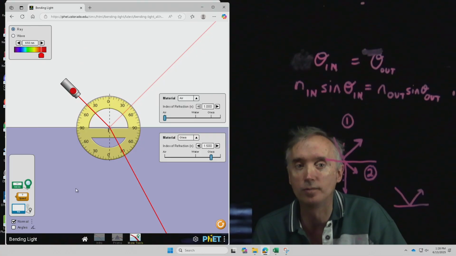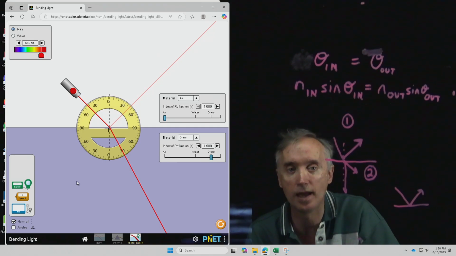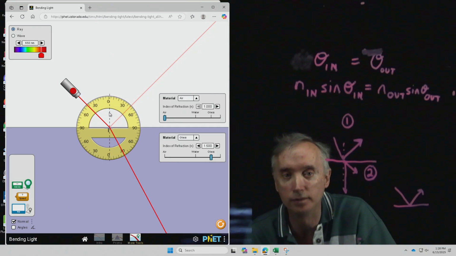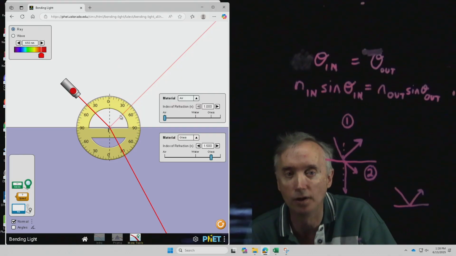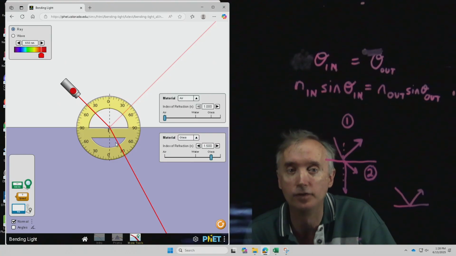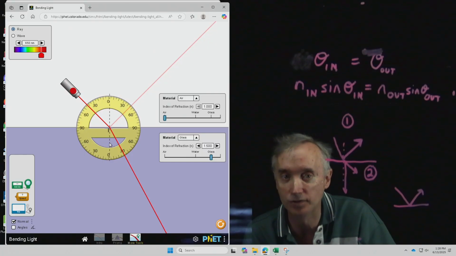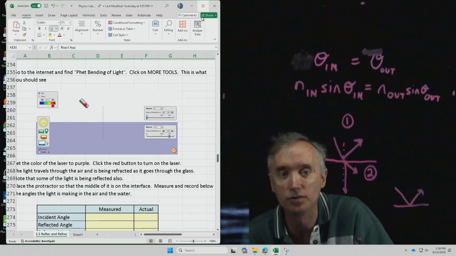Okay, now do you remember how did we measure the angles? So the angle is this angle right up here. So that would be the angle going into the material. And then this one over here would be the what? That's the reflected angle. And then you also have this angle down here. So this one would be the refracted angle. And so you're going to measure those angles, and then you're going to put them into a table.